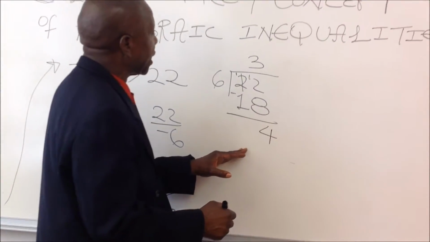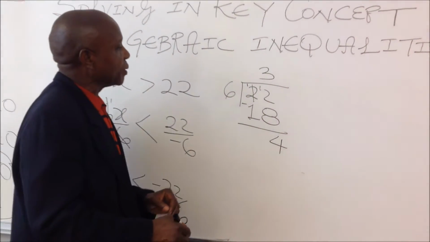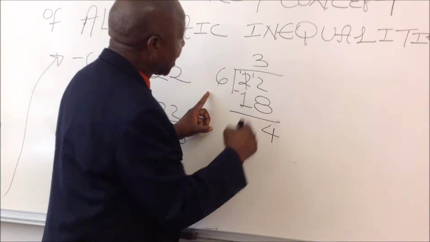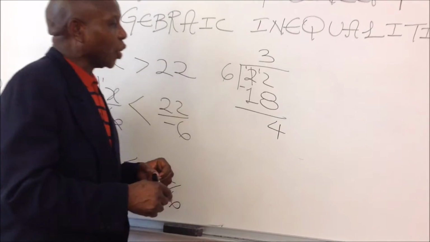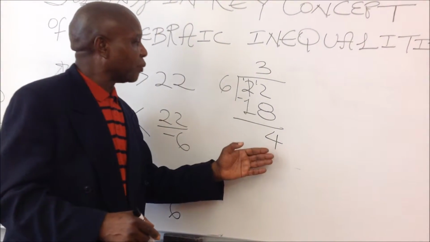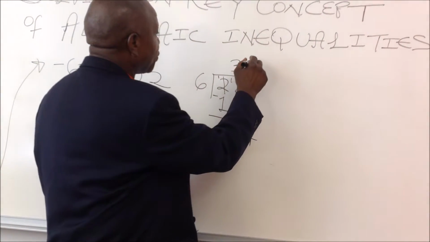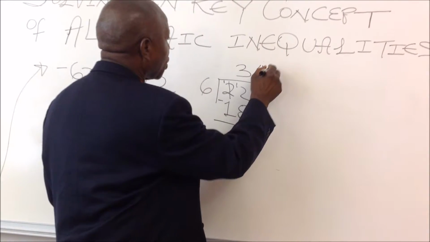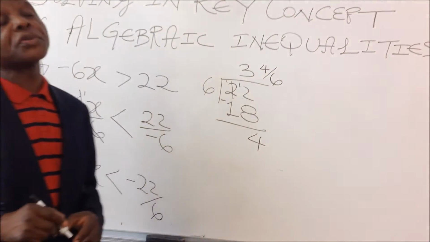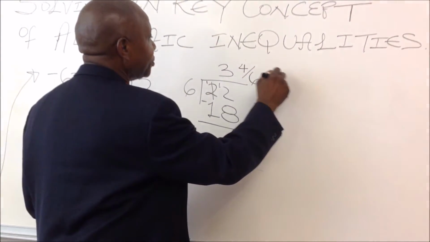So what are we going to do next? We can now go ahead and try to decimalize this, or we can fractionalize this. If we need to fractionalize it, this becomes what? 3 into 4 over 6. But 3 into 4 over 6 is the same thing as what?